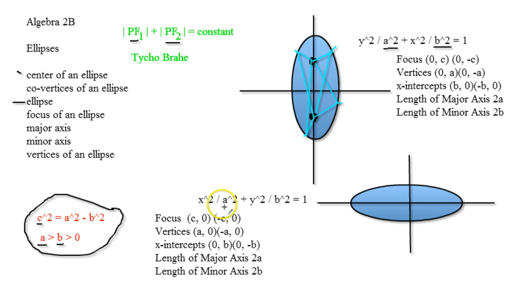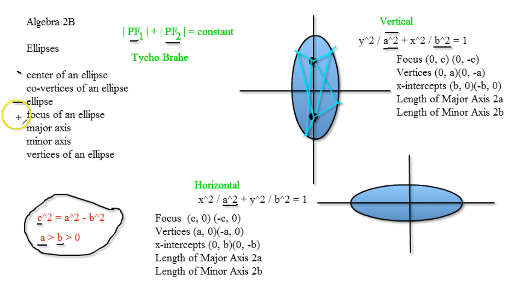So, if you find that a is underneath x, you are dealing with a horizontal ellipse. So this is a horizontal ellipse, and that means that this is a vertical ellipse. And what that means is that a is underneath the y, so it's going to be the bigger one. It's going to be stretching out this way, which makes sense.